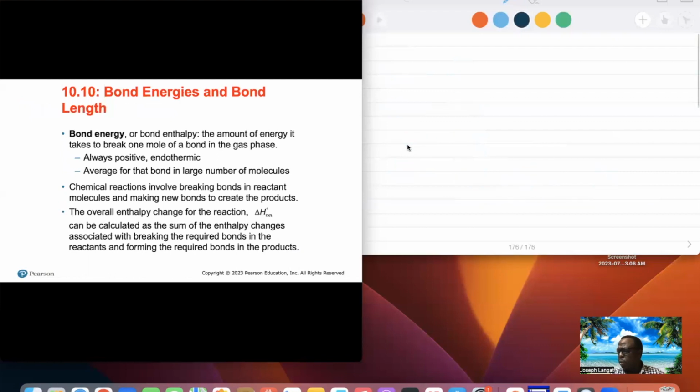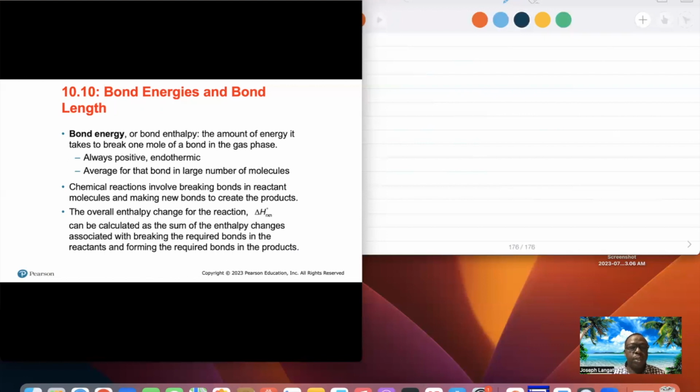Just cruising towards the end of the chapter, 10.10, bond energies and bond length. You should be able to define the bond energy. Bond energy is the energy required to break the bond. Bond enthalpy, in other words, is the amount of energy it takes to break the bond in the gaseous phase. It is always positive, endothermic, because you are adding energy to break the chemical bond.